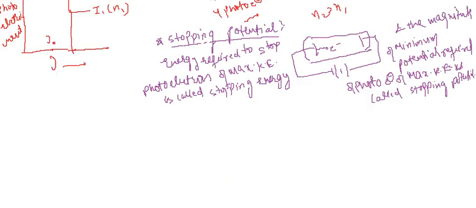Now let's talk further. When we have a charged plate, with a positive charge and a negative charge, suppose V is the voltage across them. If we have a charge Q, the energy of this charge due to potential V is Q multiplied by V.